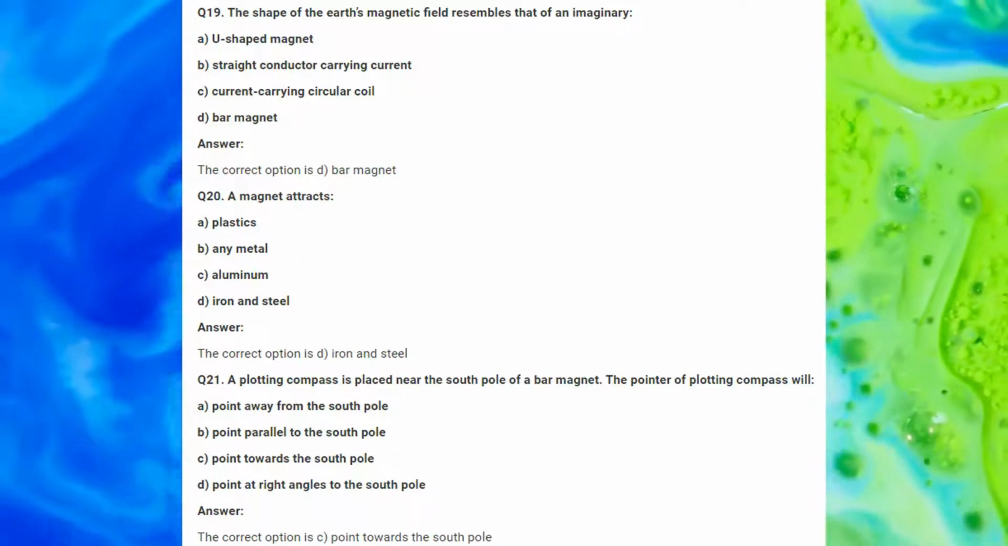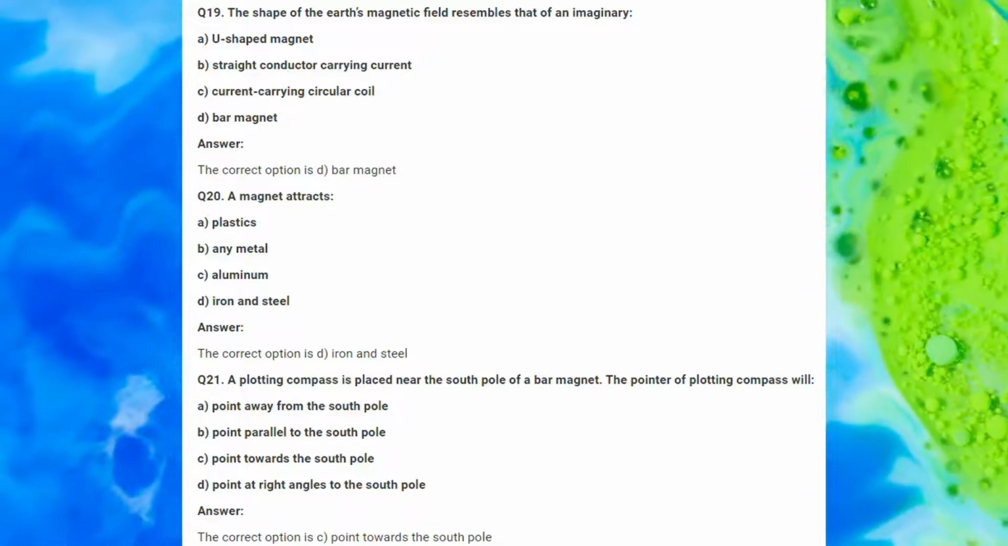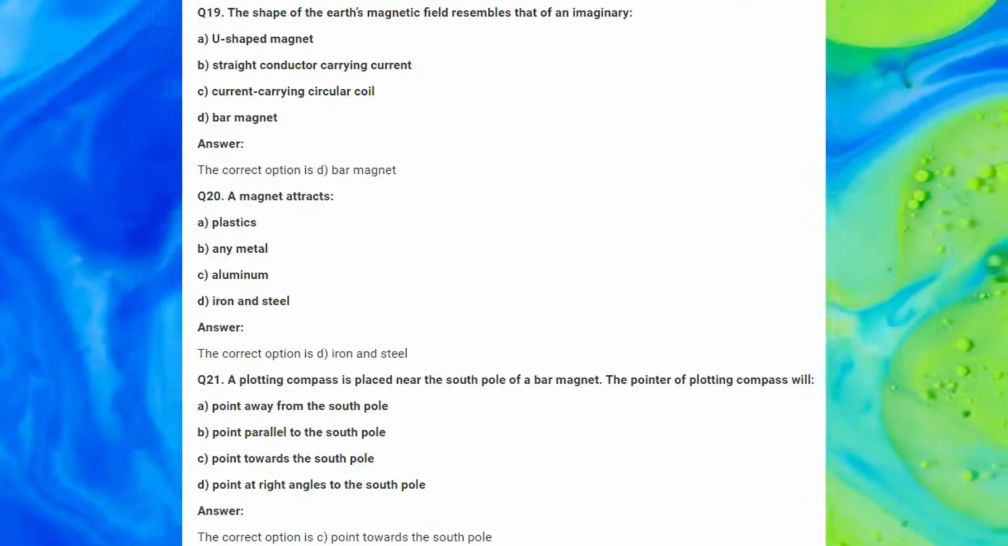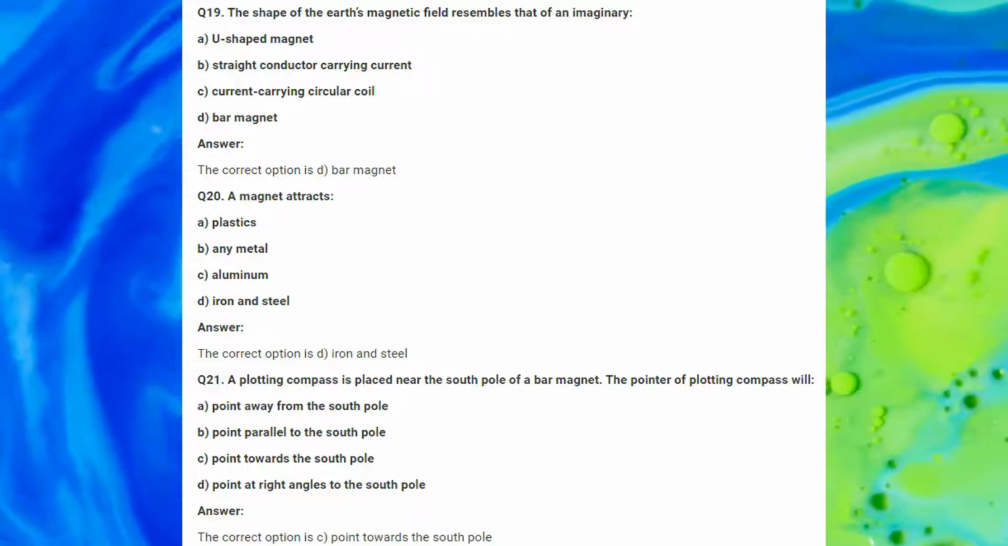Q19. The shape of the Earth's magnetic field resembles that of an imaginary A. U-shaped magnet. B. straight conductor carrying current.